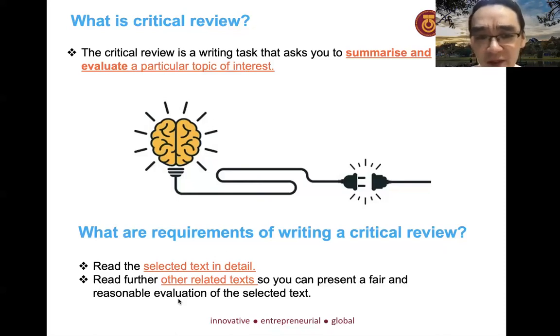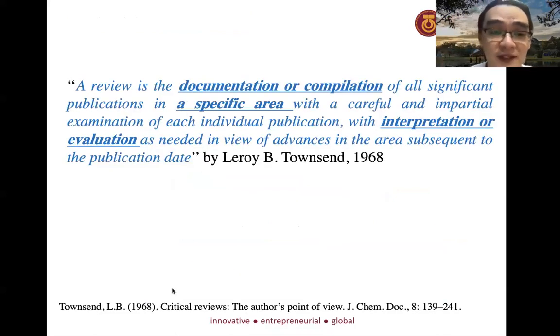Later, I will give you further information about how you structure review articles. And I would like to quote an excerpt from a paper published in 1968. A long time ago, people already started to think about what a critical review is. So I read here: a review is the documentation or compilation of all significant publications in a specific area with a careful and impartial examination of each individual publication, with, I highlight here, interpretation or evaluation as needed in view of an advance in the area subsequent to the publication date. So this is the concept in 1968. How many years ago? They already knew: not only compilation and documentation, but including interpretation or evaluation.